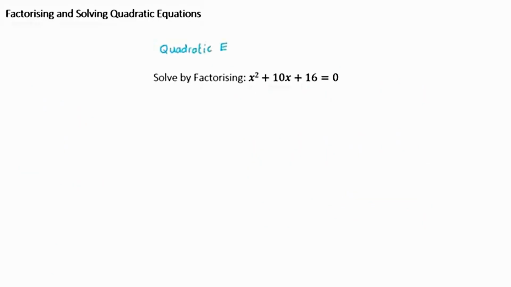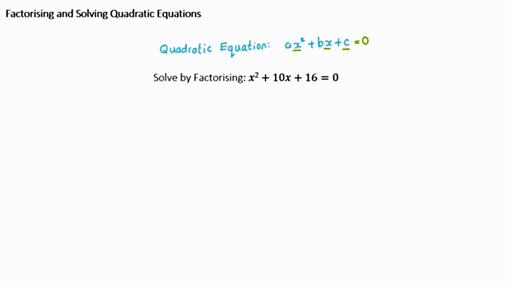A quadratic equation is one that is in the form ax squared plus bx plus c, where a, b, and c represent numbers. But in a quadratic equation, we will always have a term that has an x squared, an x term, and a number term. In order to solve a quadratic equation, we have to make sure that it is first equal to 0.